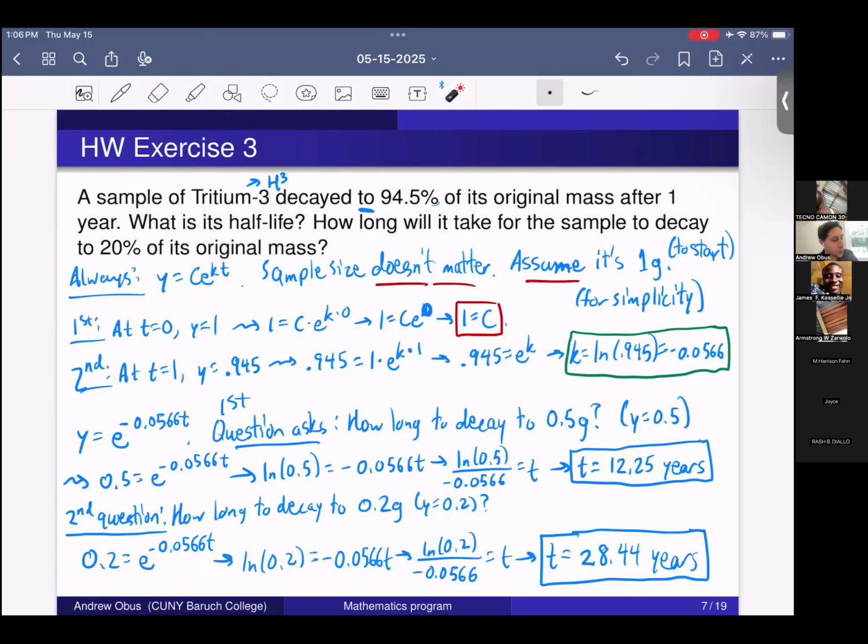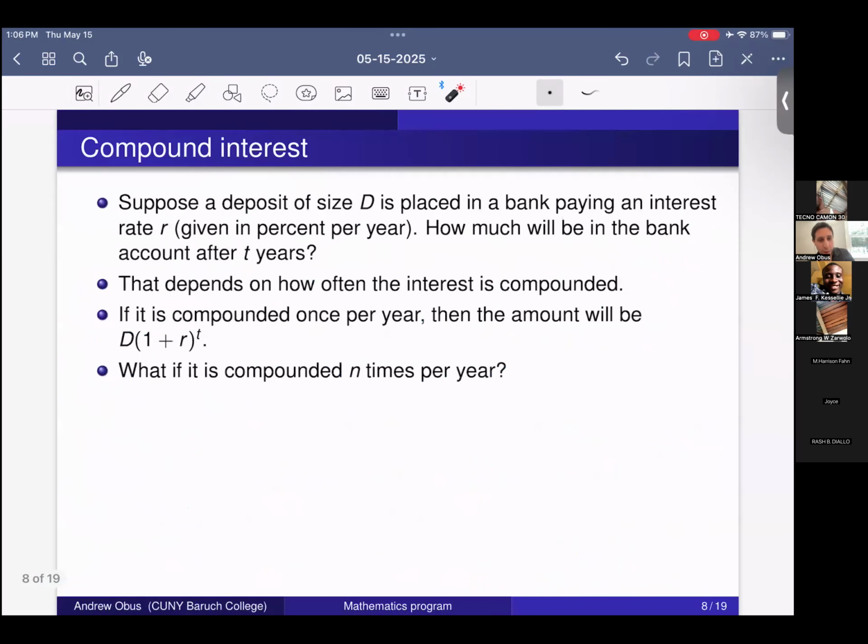Okay. So let me do one more application of this. I want to talk about compound interest. Suppose you have a deposit of size D placed in a bank paying an interest rate R, and interest rates are usually given in percent per year. The question is, how much will be in the bank account after T years? And the answer depends on a technical thing called how often the interest is compounded.